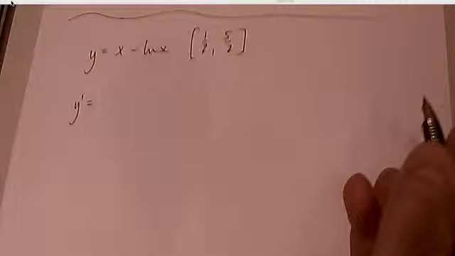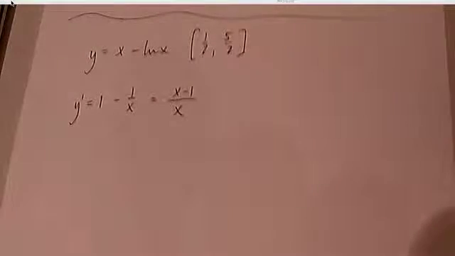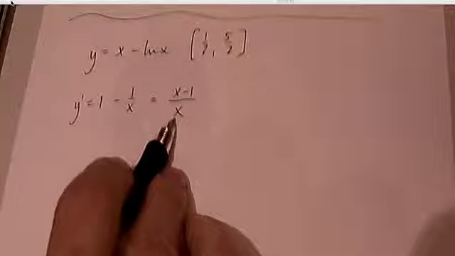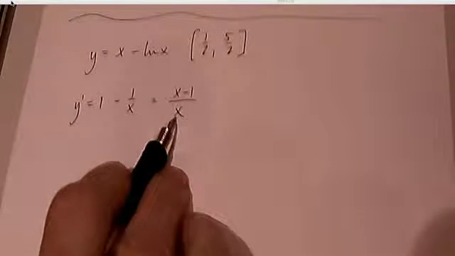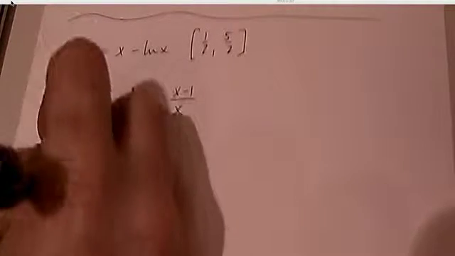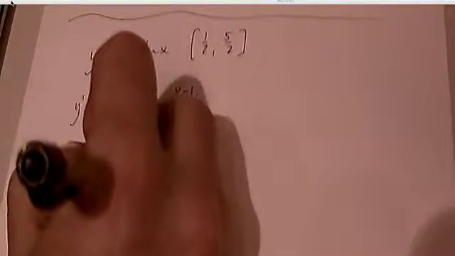And we can go ahead and take the derivative, and that's going to be 1 minus 1 over x, which of course is going to be (x minus 1) over x. Now I happen to know that my critical values for this, if I just take this into account, are going to be 0 and 1. Okay, well the critical values at x is equal to 0 and x is equal to 1.